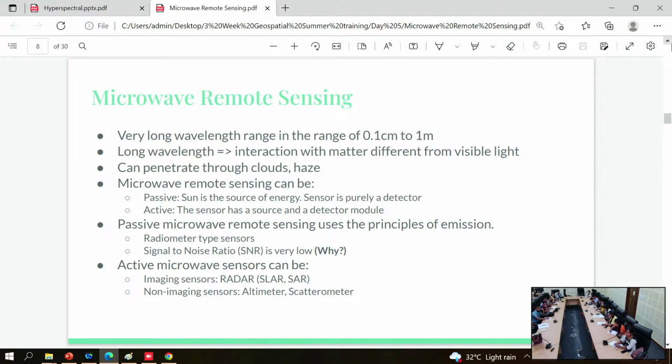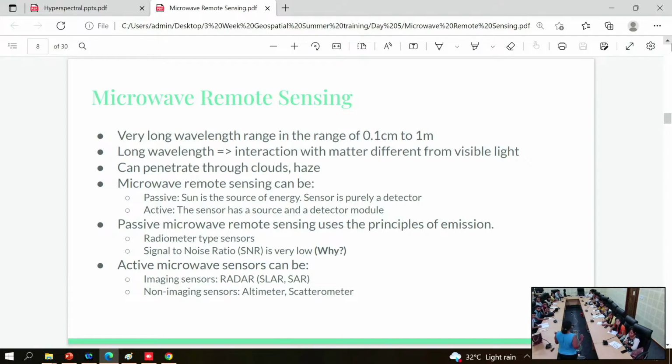One is non-imaging. In case of hyperspectral also we saw non-imaging and imaging. What happened there? Non-imaging was the spectroradiometer, only one point, so point based measurements. But in case of imaging spectroradiometers, every single pixel has the information that the point based one is giving you, right. Exactly the same way, there are non-imaging sensors called altimeters and scatterometers, and then there are imaging sensors, which is going to be the focus of today's lecture, which are radar based.